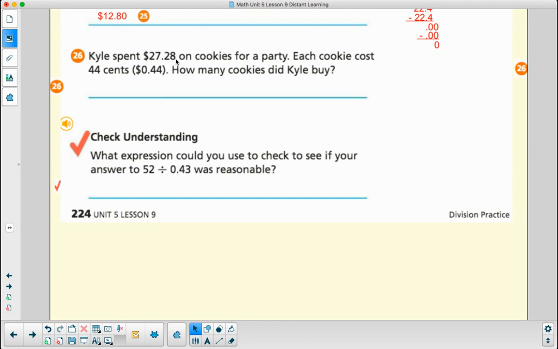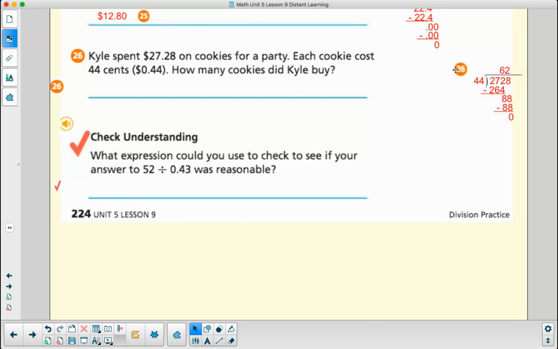Kyle spent $27.28 on cookies for a party. Each cookie cost 44 cents, or 44 hundredths of a dollar. How many cookies did Kyle buy? I'm not going to use the 44 hundredths of a dollar, but I could go $27.28 divided by 44 hundredths, but then I would just multiply by 100 to make it 44, multiply by 100 to make it 2,728.